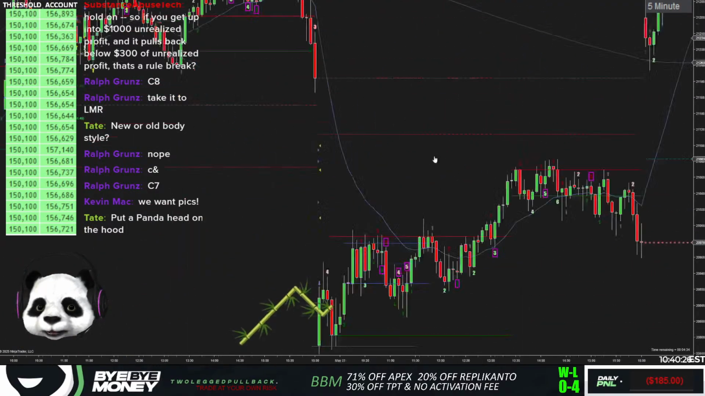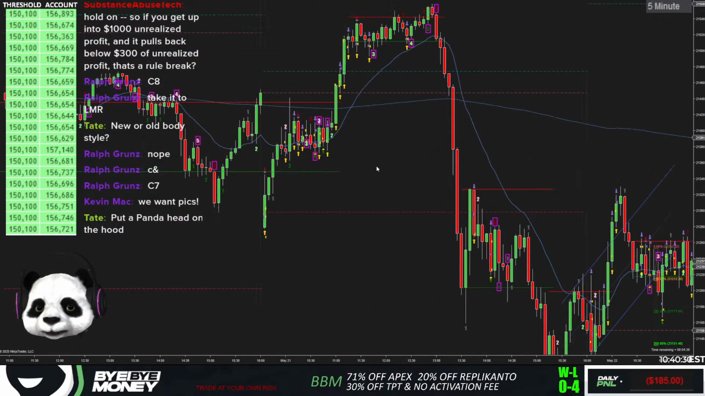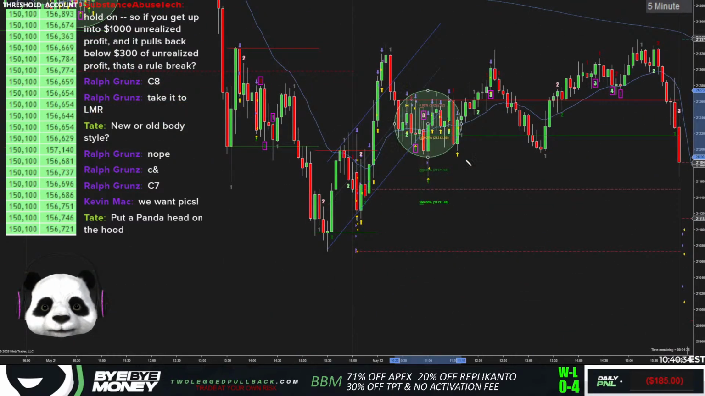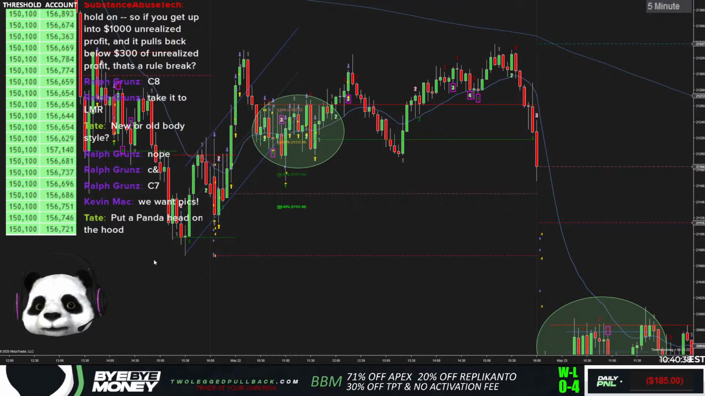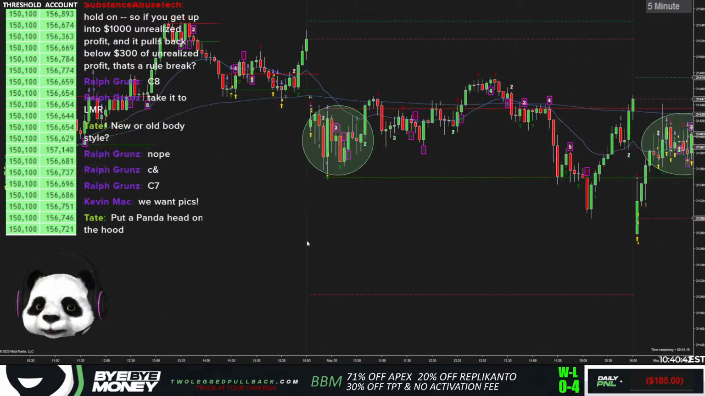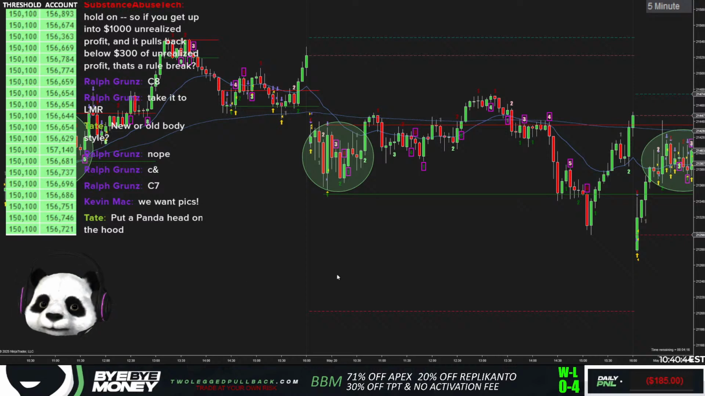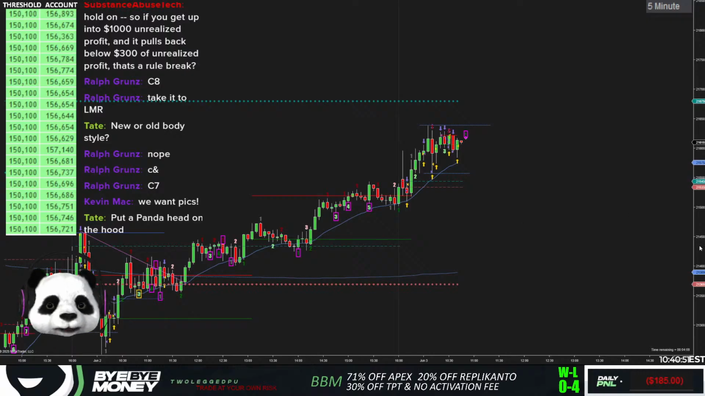Bajillion overlapping bars in a row. This is all the market open. These are all at the market opens. Impossible to trade. Bajillion overlapping bars in a row at the market open. It's just every single day, day after day after day.